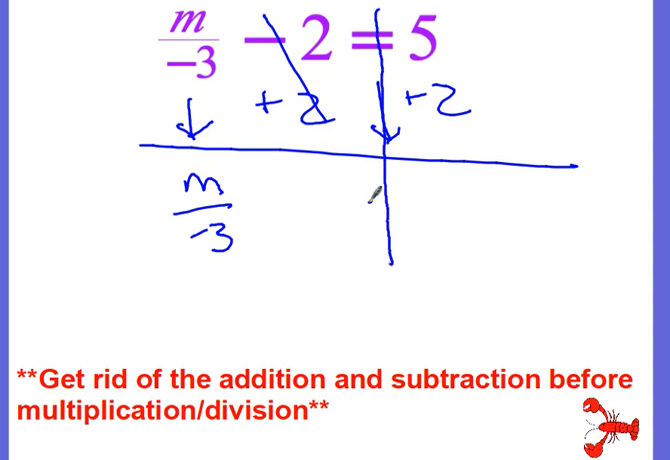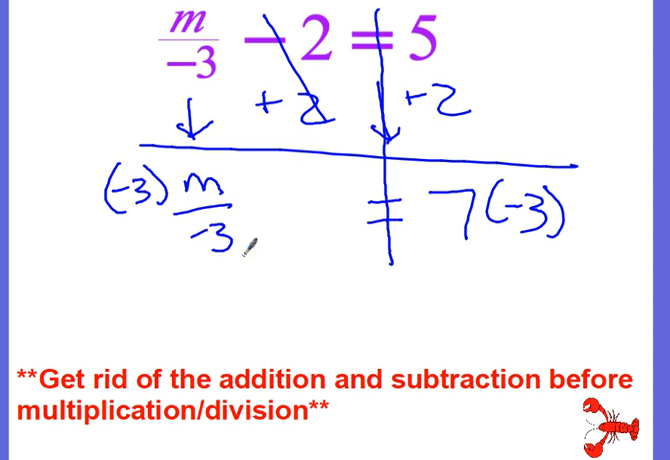Again, we can draw that line if that helps. 5 plus 2 is 7. So now I want to multiply both sides by negative 3. And the reason why I chose to multiply is that this is m divided by negative 3. So the way to cancel dividing by negative 3 is to multiply by negative 3 to make those go away. And I get m equals negative 21.